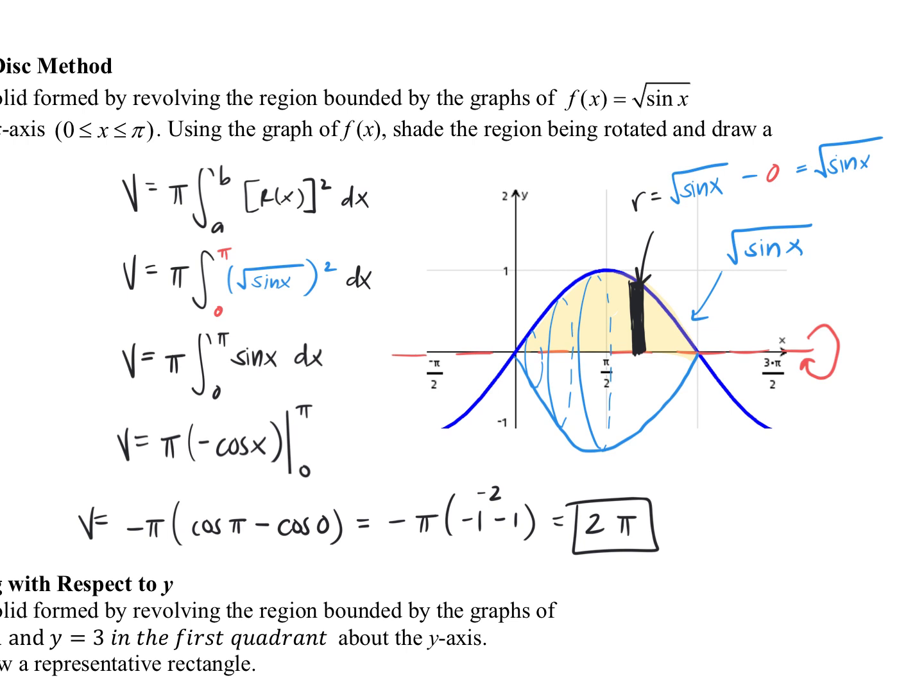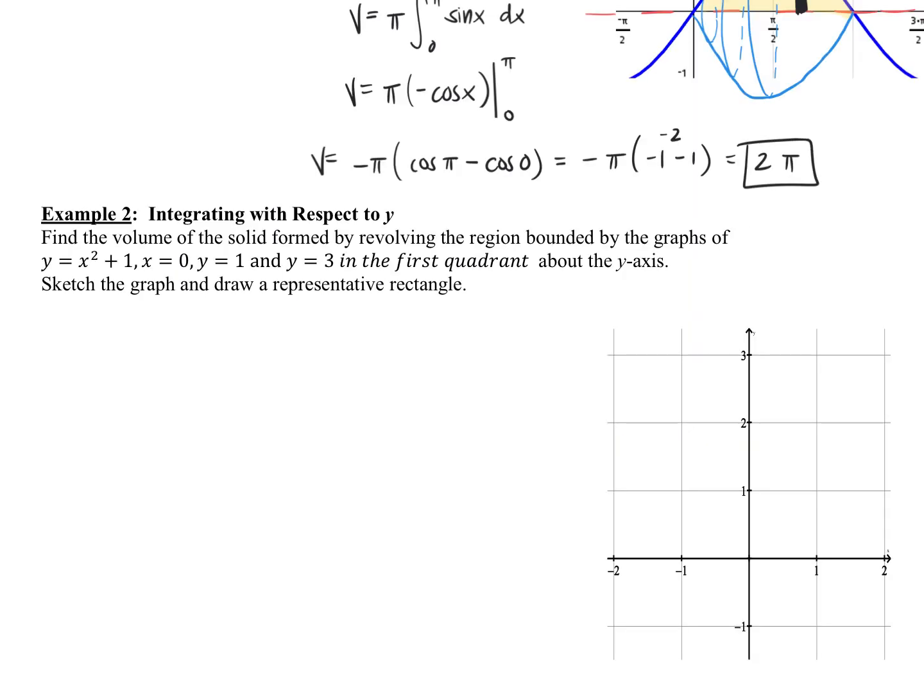about the x-axis. All right, example 2, we are going to integrate with respect to y this time. So we're finding the volume of the solid that's formed by revolving the region that's bounded by the graphs y equals x squared plus 1, x equals 0, y equals 1, y equals 3 in the first quadrant about the y-axis. So take a minute. I want you to sketch all 4 of those curves and lines on your graph before I show you what it should look like, and highlight the region that's bounded by all 4 of those things.